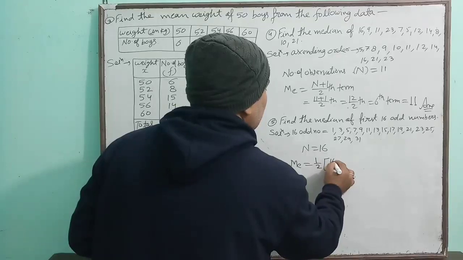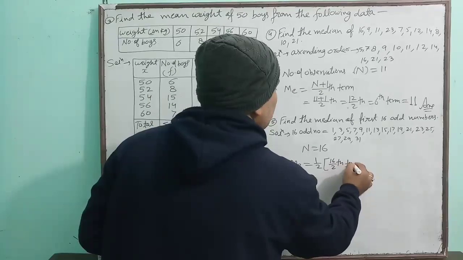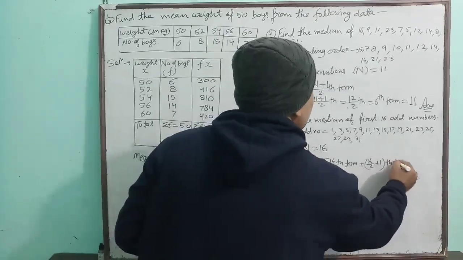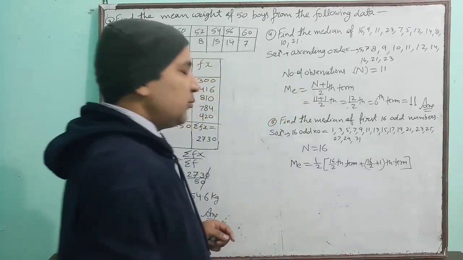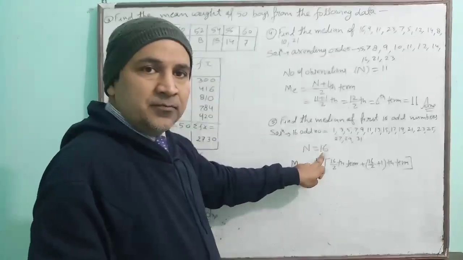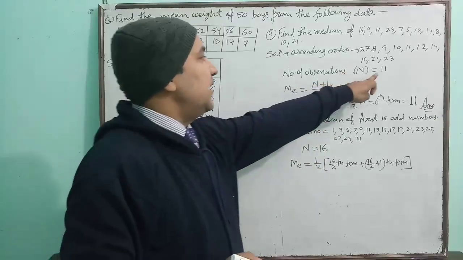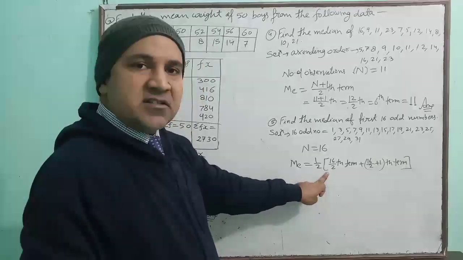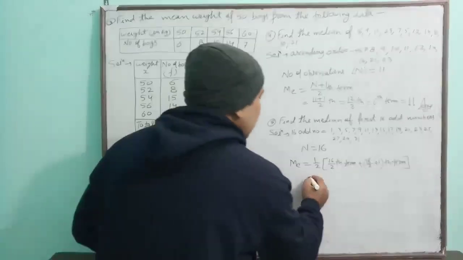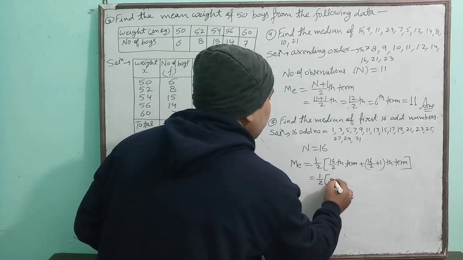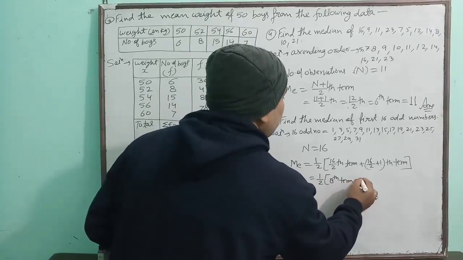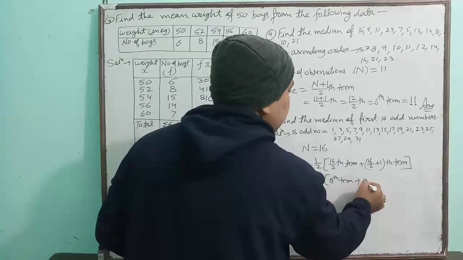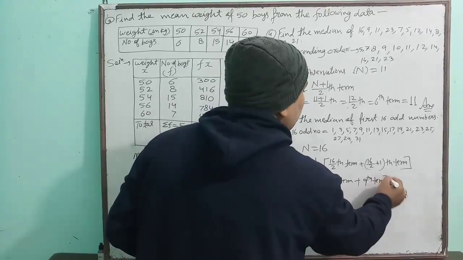1 by 2 into 16 by 2 term plus 16 by 2 plus 1 term. This is the formula because 16 is even. Must note this point: if n is odd, then the formula is different, and if n is even, then the formula is different. Okay? So, what will you get here? 1 by 2 into nth term plus 8 plus 1. 16 by 2 is 8. 8 plus 1, 9. So, 9th term.